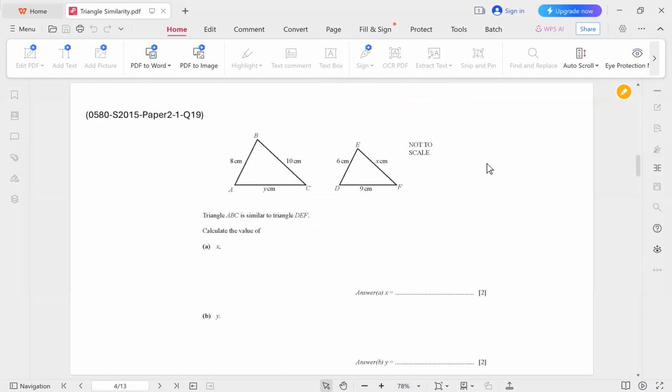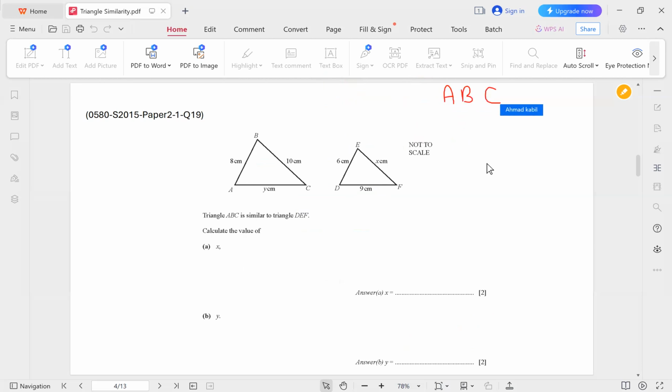Triangle ABC is similar to triangle DEF. Calculate the value of X and Y. Now, for similarity, things are a bit different. We also write the names of the triangles underneath each other, but the segments are now not equal to each other. They just are proportional to each other. What does this mean? Let's find out.